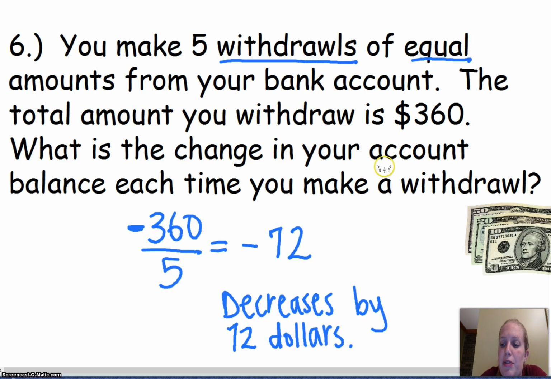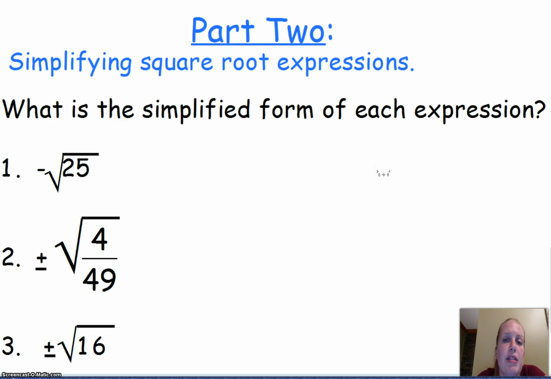Okay, so let's look at part 2, and then we're done. Part 2, simplifying square root expressions. Now I'm throwing some negatives in towards our square roots a little bit. You should have written part 2, and write down everything that's at the top here. This first one just means I want the negative square root of 25. The square root of 25 means what number times itself is 25. That would be 5. And then I just want the negative answer. So my answer is negative 5.